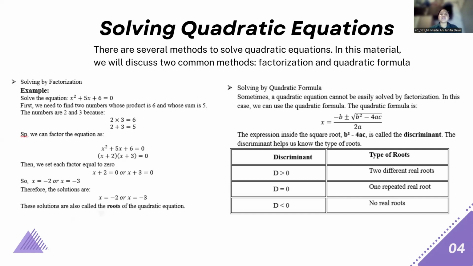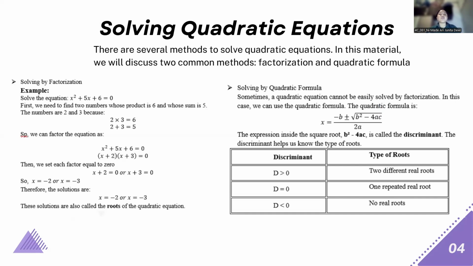Besides factorization, we can also use the quadratic formula. The quadratic formula is used especially when the equation cannot be easily factored. The formula is x equals negative b plus or minus the square root of b squared minus 4ac, divided by 2a. Or in mathematical form, this is on the screen. Look at the screen: the expression inside the square root, which is b squared minus 4ac, is called the discriminant. The discriminant helps us know the types of roots.